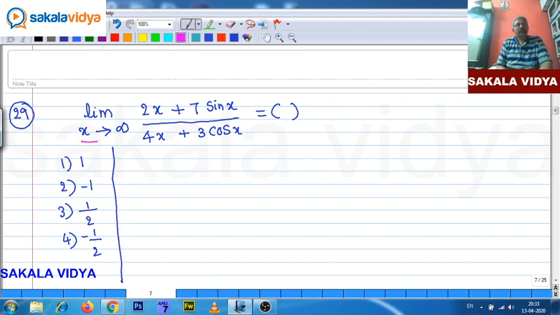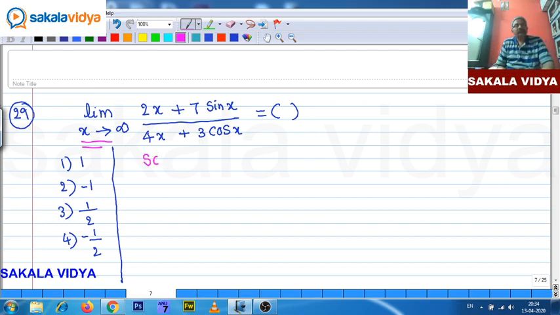So, limit x approaches to infinity, (2x plus 7 sin x) upon (4x plus 3 cos x). Here we need to discuss two concepts. One concept is limit x extends to infinity, sin x by x is what, and limit x approaches to infinity, what is cos x by x. If we address these two concepts, this problem we can easily solve. So now let us solve it.